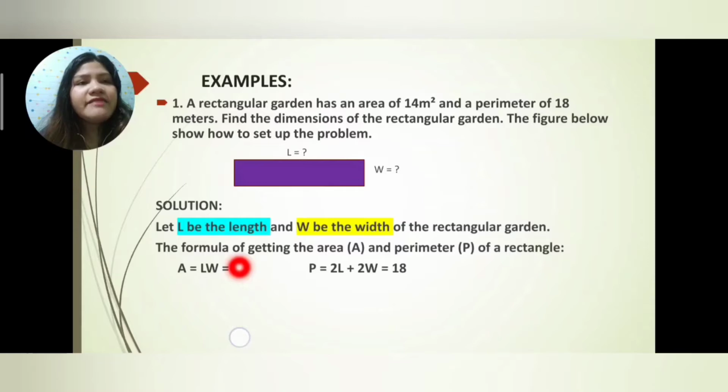Then since given na yung area which is 14 meters squared, we will substitute A by 14. So it will be length times width is equal to 14, or 14 is equal to length times width. So it's up to you na kung unsay arrangement. Then the perimeter is equal to 2L plus 2 width. The perimeter is given na also, so we will substitute 18 sa P. So mahimo siyang 2L plus 2 width is equal to 18, or 18 is equal to 2L plus 2 width.